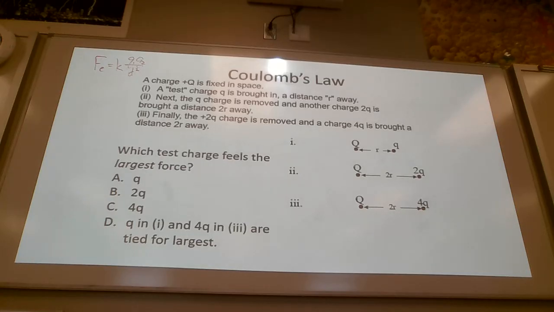Thumbs up when you have a guess. Have a conversation. It's 4, but it's also squared. 2r squared, 4. Yeah. This distance is double, so the sign is bigger. I think it's C. Well, you'd be wrong.